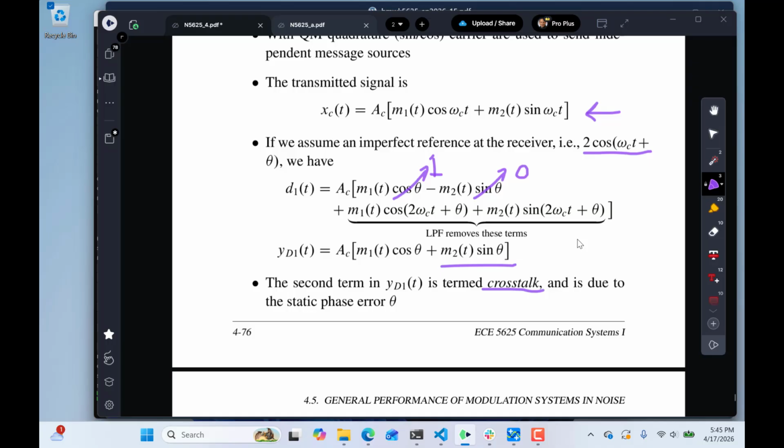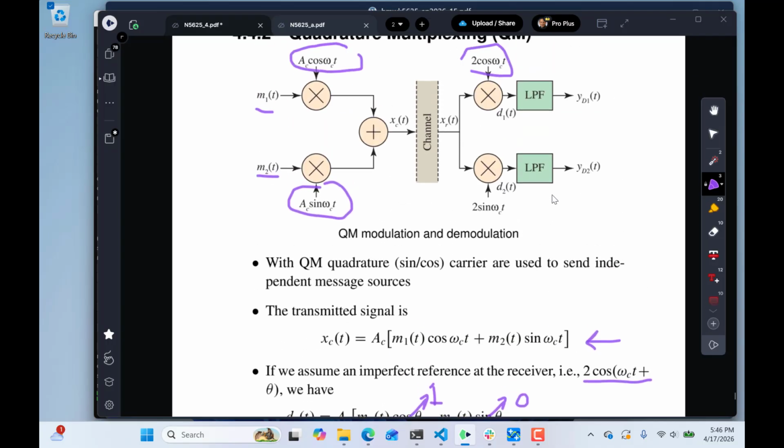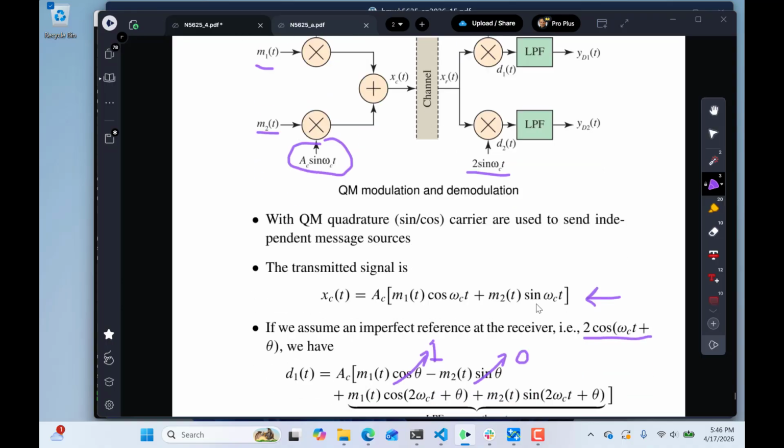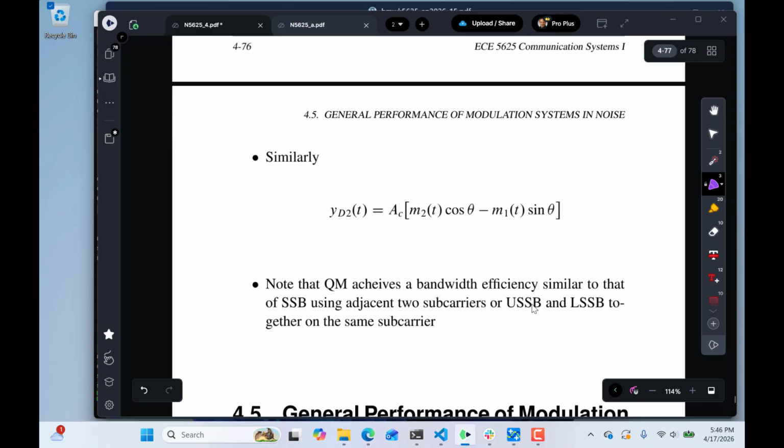And if you did the analysis for the quadrature side, in other words, multiplying by the 2 sine, it'd be the same thing, except it would recover the opposite. It's interesting to compare double sideband or single sideband with quadrature modulation. With quadrature modulation, you're getting the same bandwidth efficiency that you get with upper single sideband and lower single sideband. But it does require a fully coherent demodulator to get the best performance. Otherwise you have crosstalk, and if you don't have that, you've got garbage.